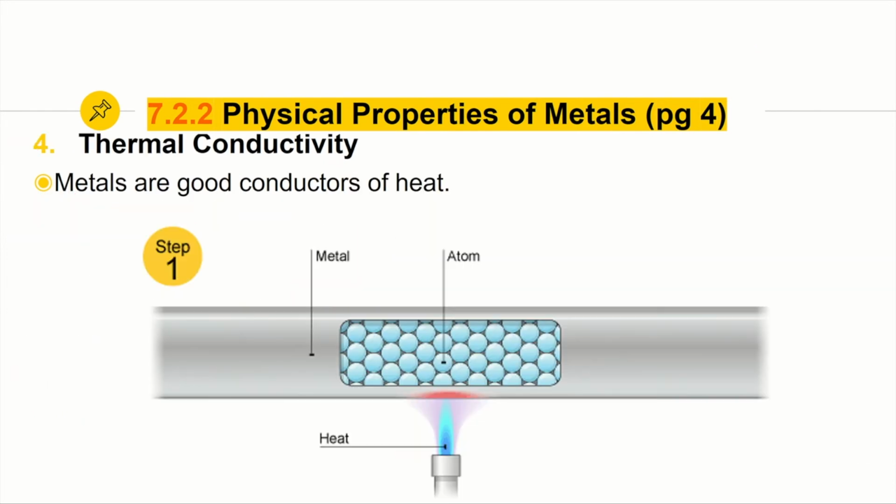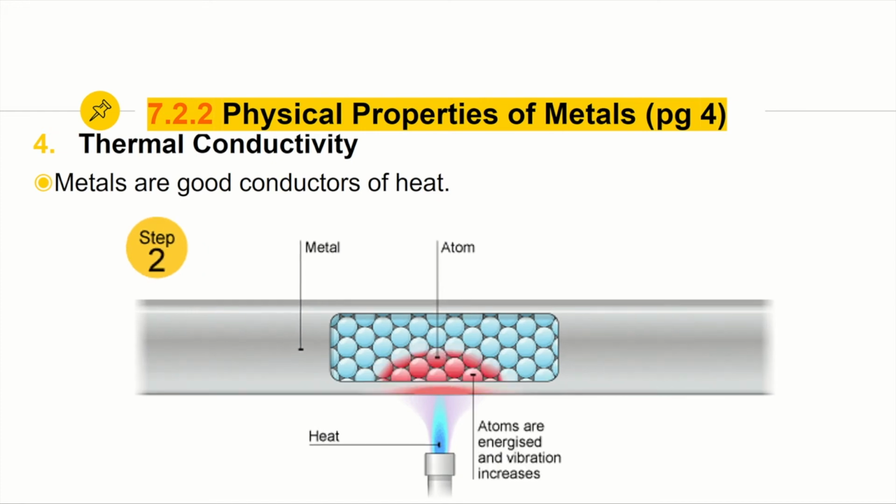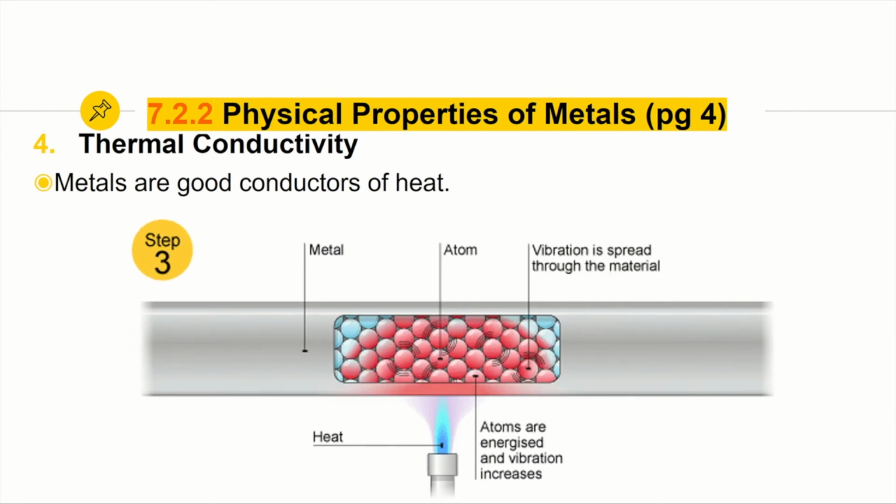Likewise, they are good conductors of heat because they have the sea of delocalized electrons. When we want to heat something up, the atoms that are near the heat source gain heat and start to vibrate faster and faster. As they vibrate faster and faster, they cause the neighboring atoms to vibrate as well. This is how heat is spread across. So why are metals good conductors of heat? Because this spreading of vibration can occur very quickly.